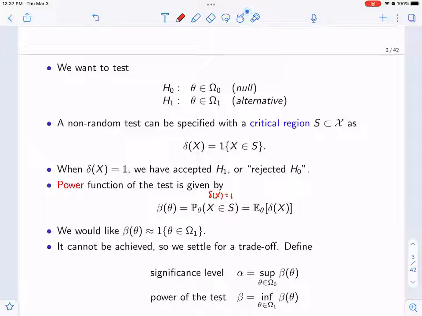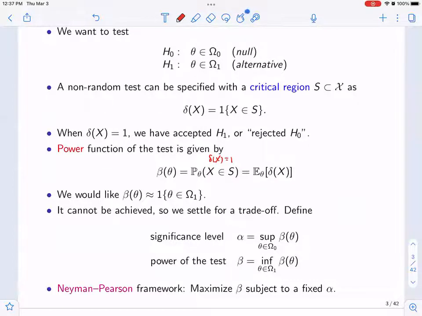So a non-random test can be specified as, we pointed out, something like this. It's a decision rule, delta of x, which in this context is called a test. And when it's non-random, you have to decide whether you're under the null or under the alternative. So the output is either 0 or 1.